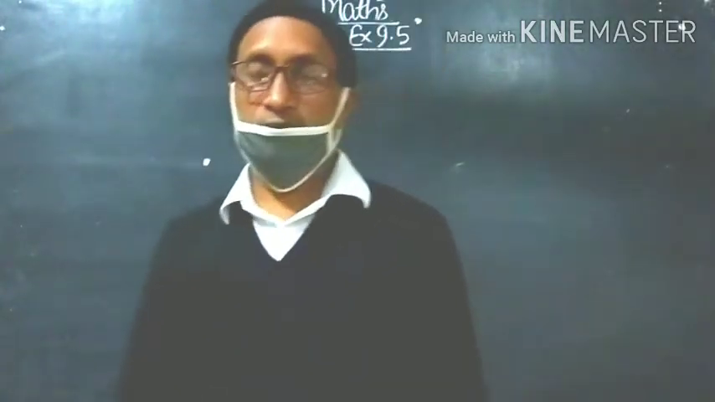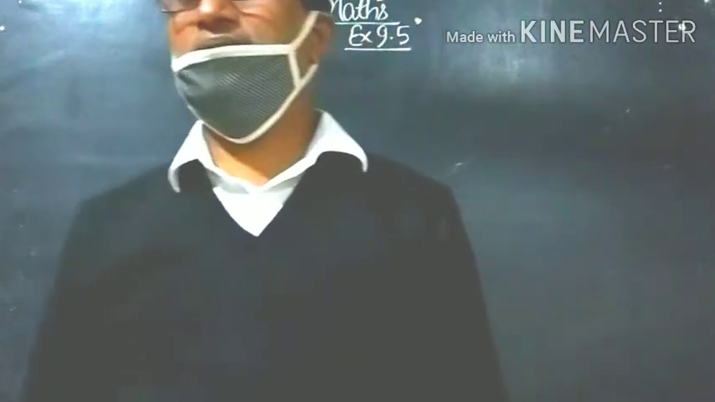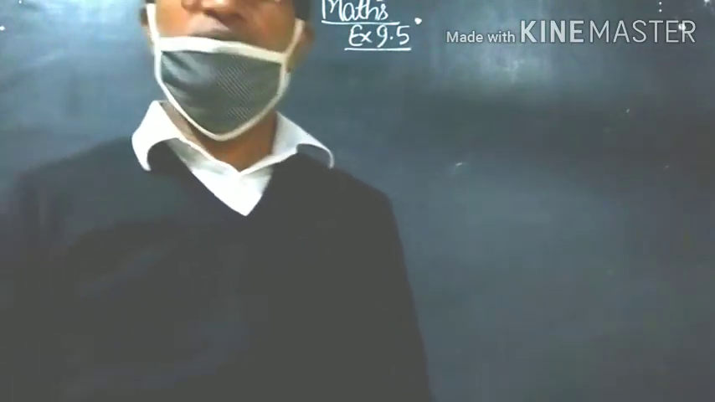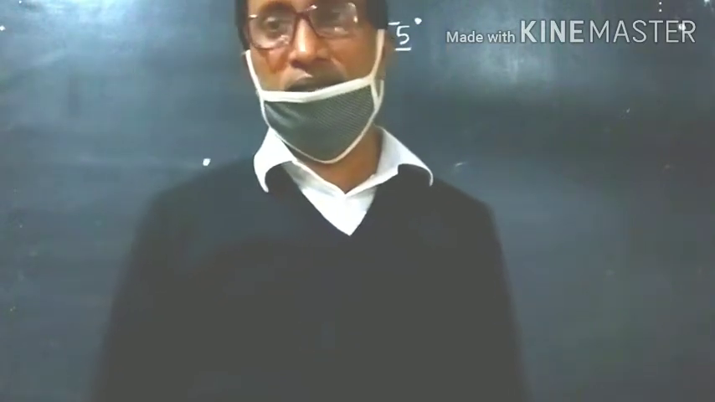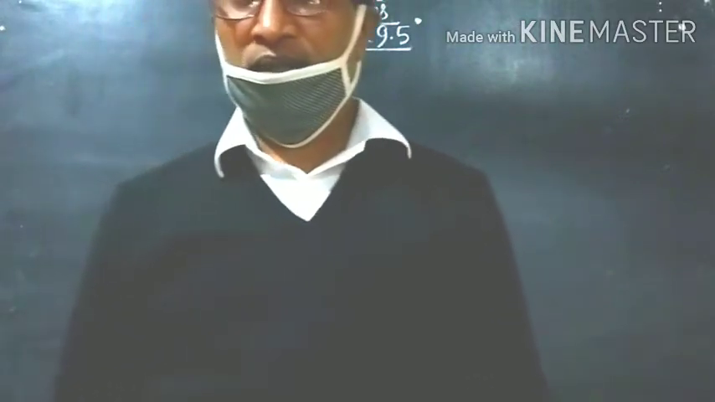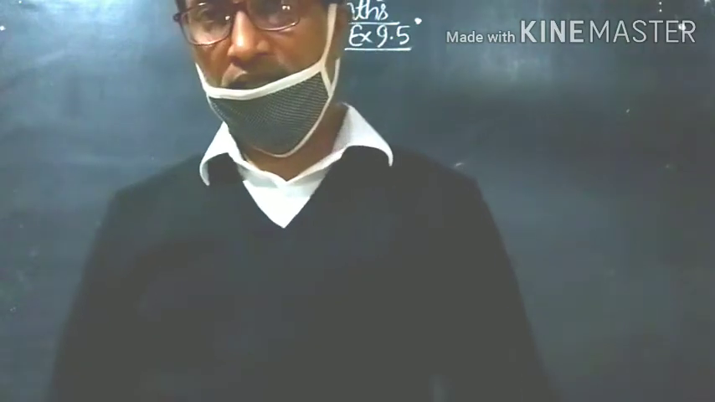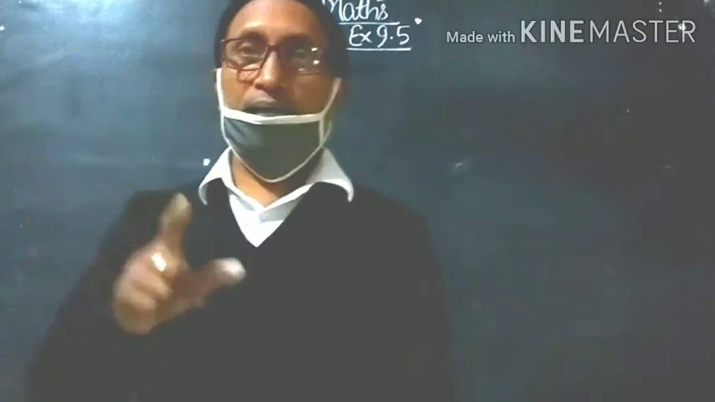Good morning, students. We are going to continue lesson 9 and I am going to start exercise 9.5. Before starting exercise 9.5, I want to introduce the differences between an identity and an equation. An equation is a statement of equality in which only one value of the variable is true.